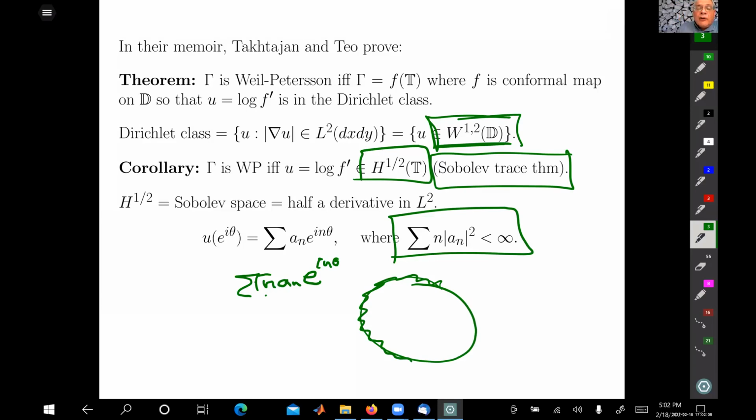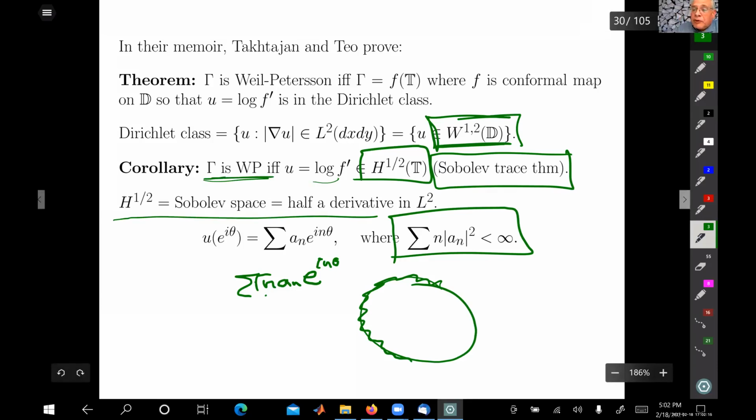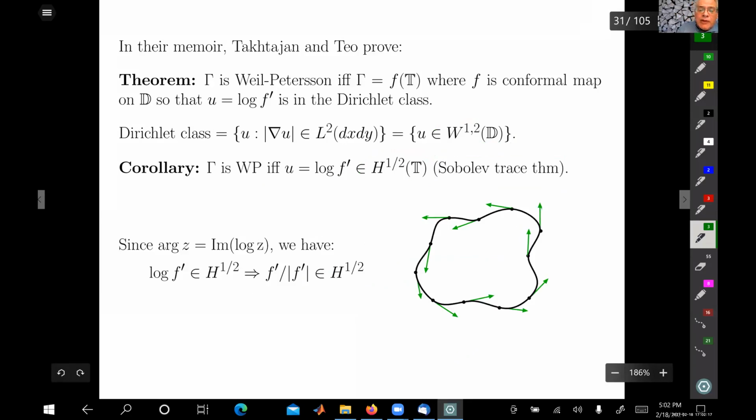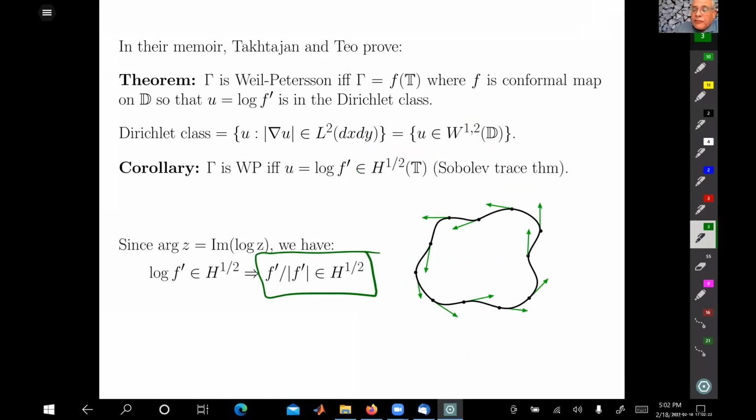Okay, and so it follows from known results that if you're Weil-Petersson, then log of f prime is in the Sobolev space. Everybody knew this. From this you can also deduce that if you take the unit tangent vectors of your curve, they have to be in H1 half. Again, everyone knew this. But this is not quite what we call a geometric characterization, because this is H1 half on the circle. It's not intrinsic to the curve.